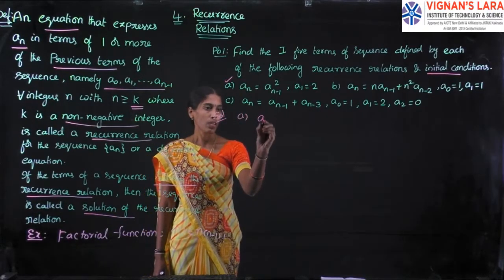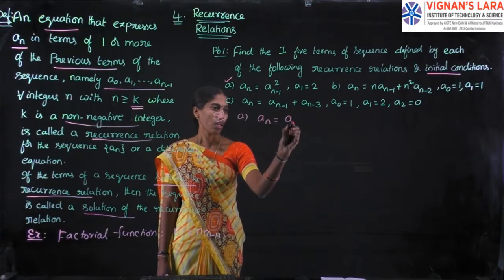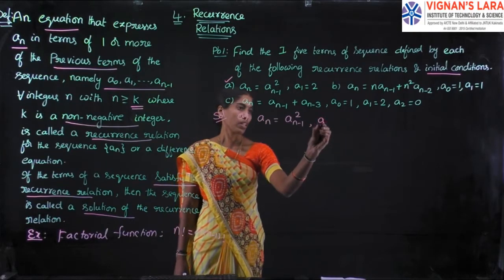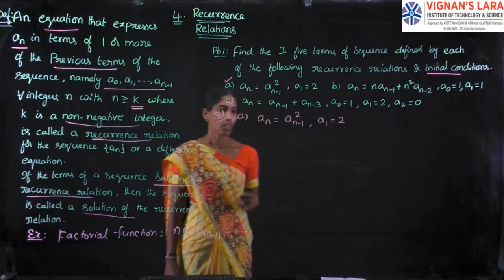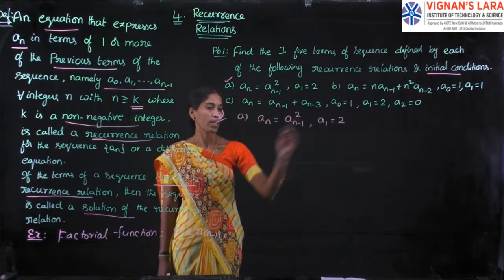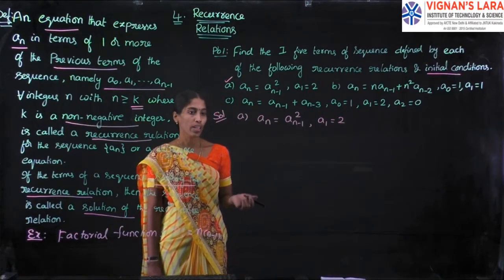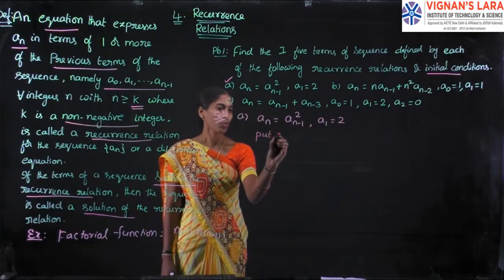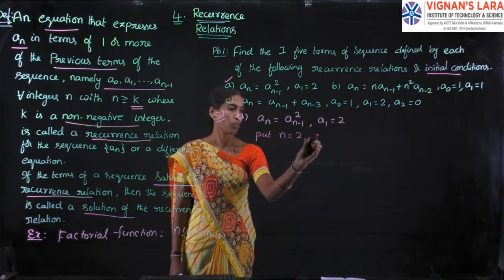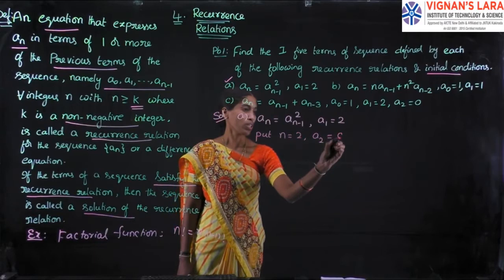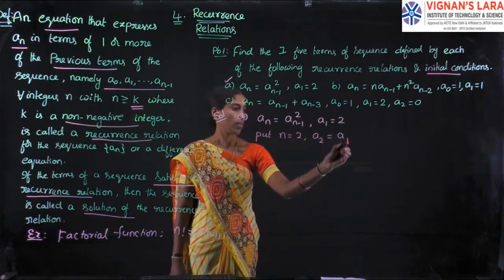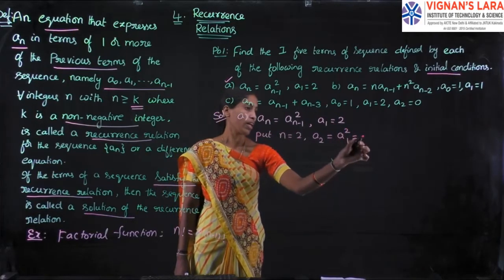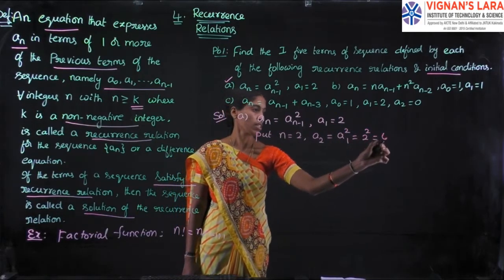an is equal to an minus 1 square, comma a1 is equal to 2. Given the first value of the recurrence relation, to find the next values, put n equal to 2 because we require the a2 value. So a2 is equal to a2 minus 1 which is a1 square. The a1 value given is 2, so 2 square is equal to 4.